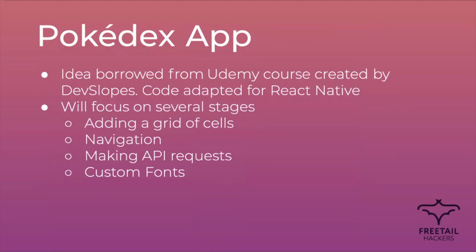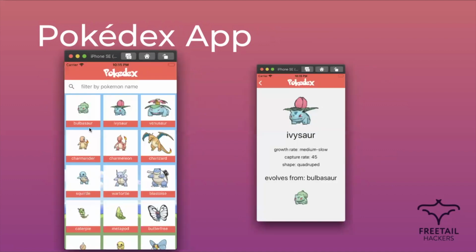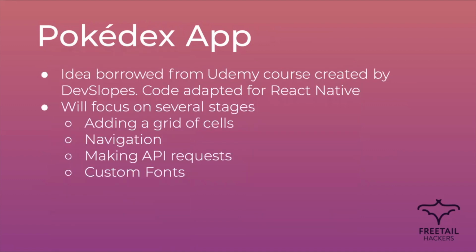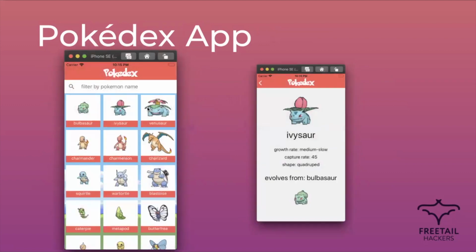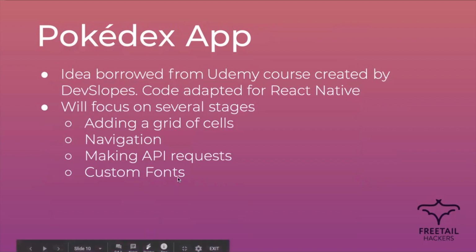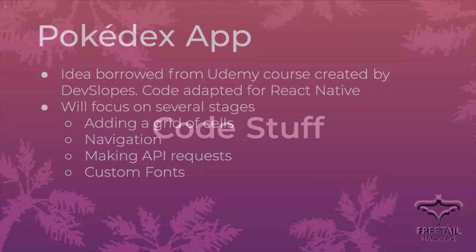And so basically what we're going to look at is adding some basic built-in React Native components for a grid, text box, images. We're going to look at how to implement navigation so you can move between screens. And then the last thing we're going to look at is how to make API requests. The custom fonts, we might not get to that. I'll see if we have enough time at the end, but yeah.